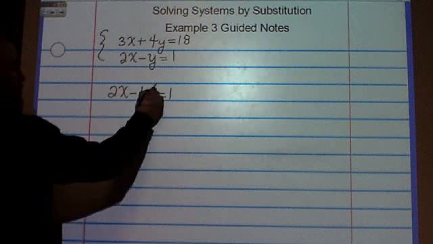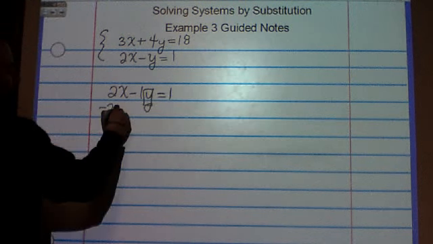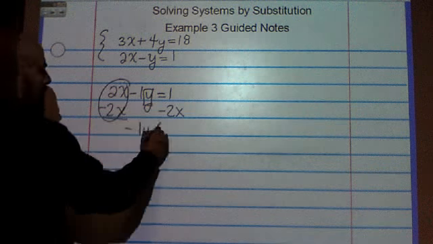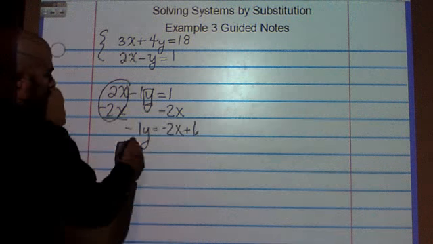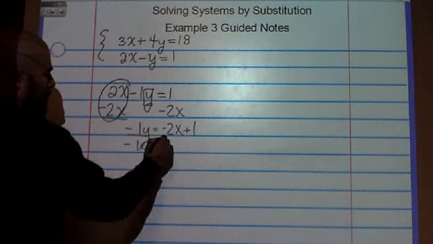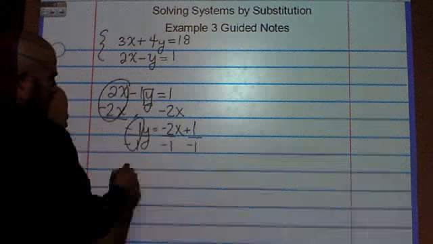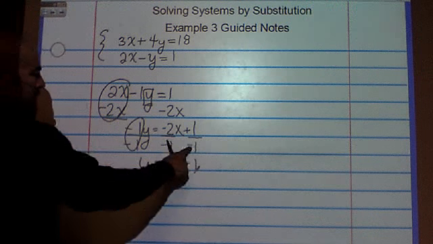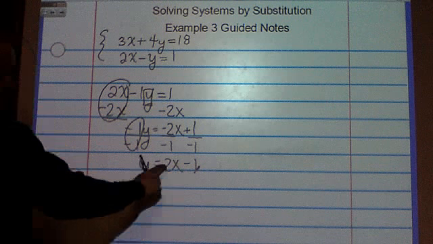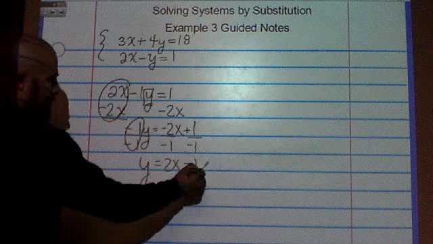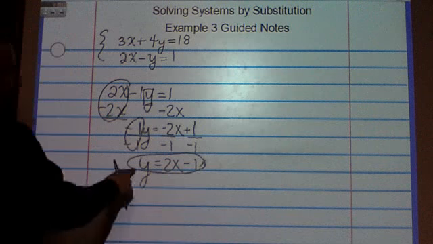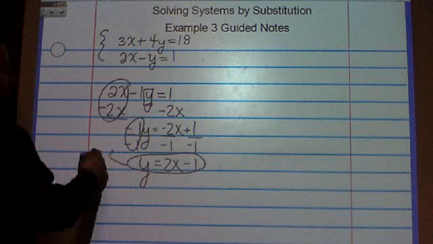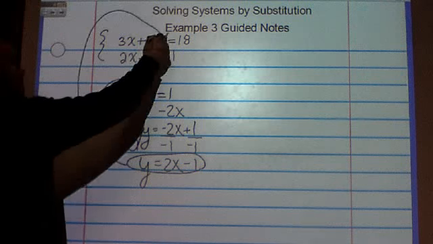So I'm going to box this in, subtract 2x from both sides, 0 pair, negative 1y equals negative 2x plus 1. Divide everything by negative 1, and it cancels out. y is equal to 2x minus 1. When you divide these two, it's negative 1. Divide these two, it becomes positive 2x. Now, this is solved for one variable. So I go to the next equation, and I'm going to take this and substitute it right there.